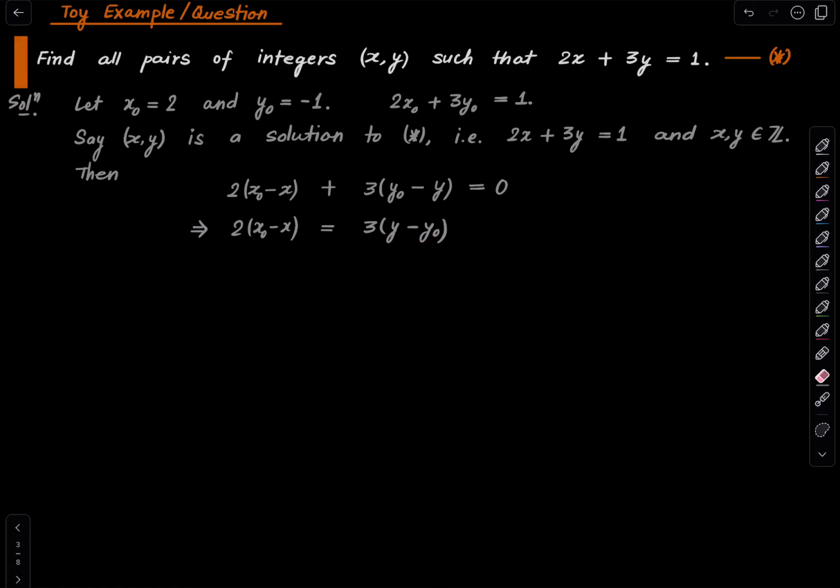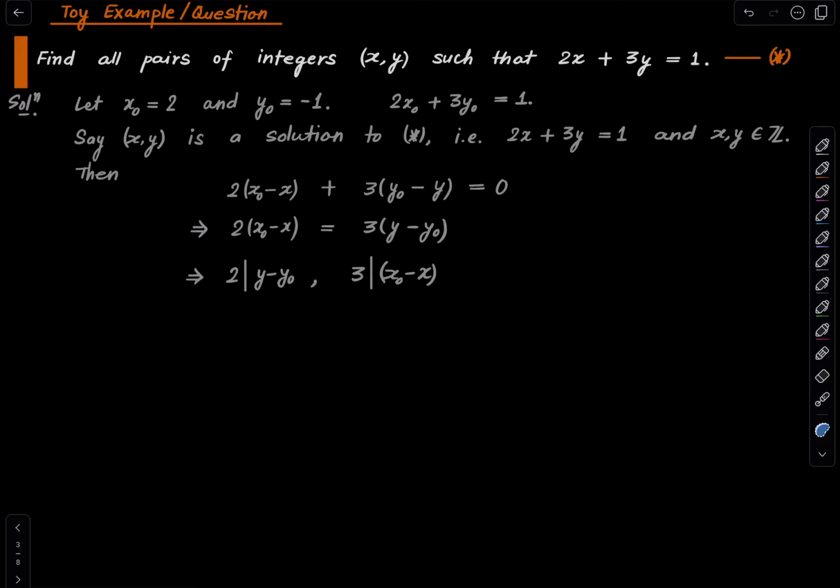It gives us that 2 divides the right hand side because it divides the left hand side. But the GCD of 2 and 3 is 1, so 2 has to divide this thing. This part should be very clear. This is the dropping property. We discussed some properties of GCDs. So this implies 2 divides y minus y naught. And by the same reasoning, it also implies that 3 divides x naught minus x.